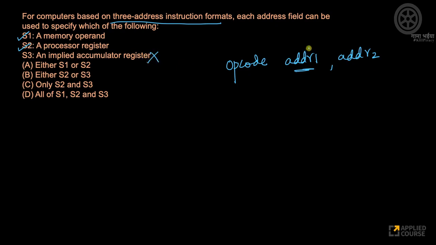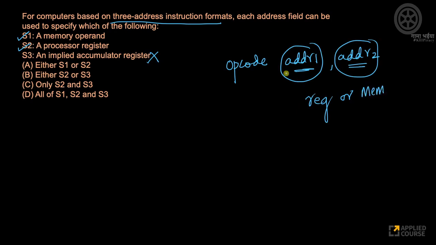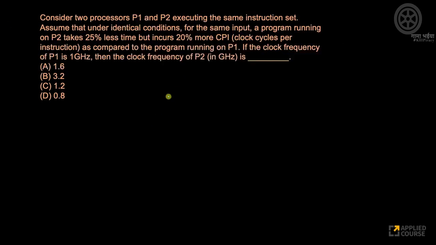An implied accumulator register? No. We never use accumulators here. My addresses either refer to registers or to memory locations. They don't explicitly tell about the accumulator itself. So S3 is not the right option. Only S1 and S2. These addresses can correspond to the memory address or the register. So A is the right answer here. Both S1 and S2 are correct, but not S3. That's very important. Okay, now let's look at the next question.